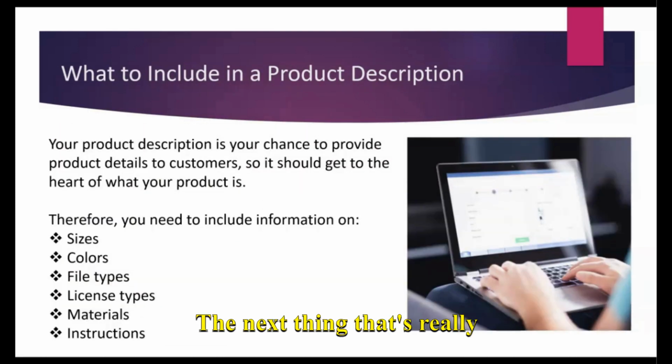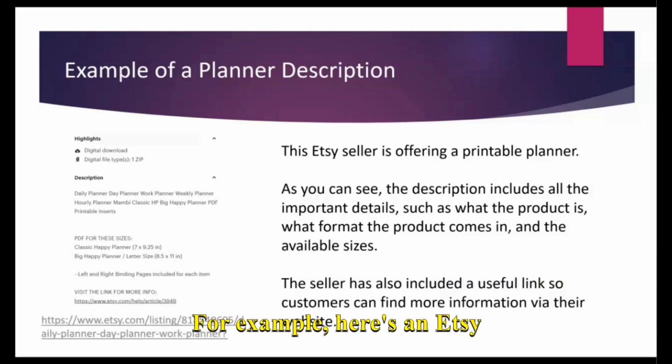The next thing that's really important that customers look at is the product description. So this is where you really give the details about the product. So things like the sizes, the colors, the file types that are going to come if it's a digital download, the licensing, so how can the customer use the product, the materials that are used to make it, and then any instructions. For example, here's an Etsy seller offering a printable planner.